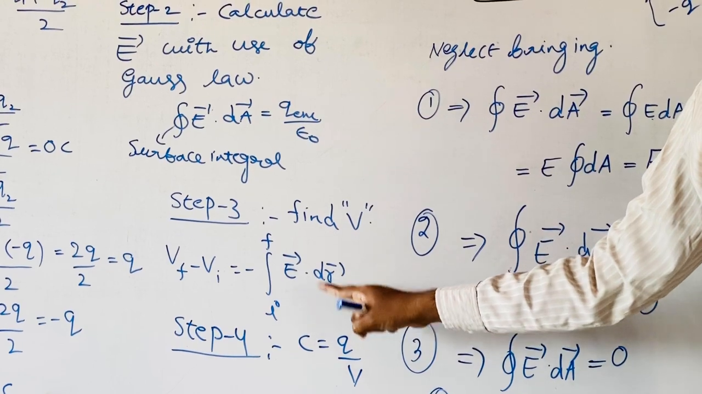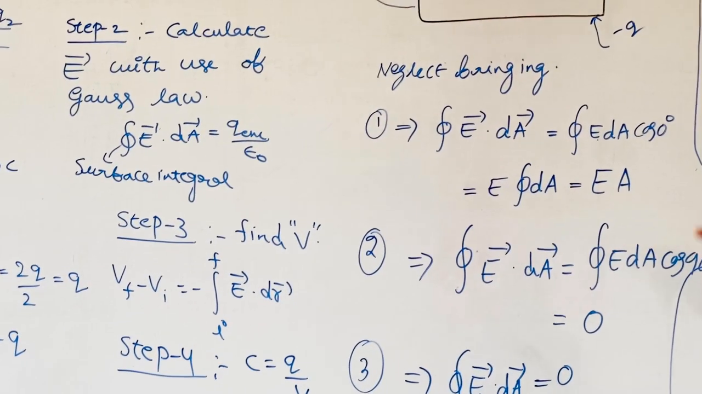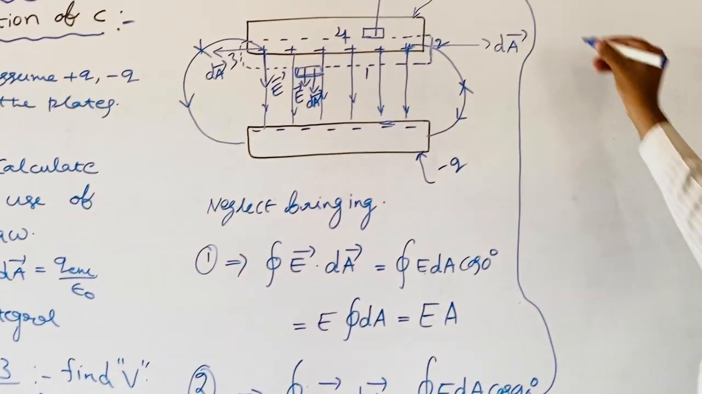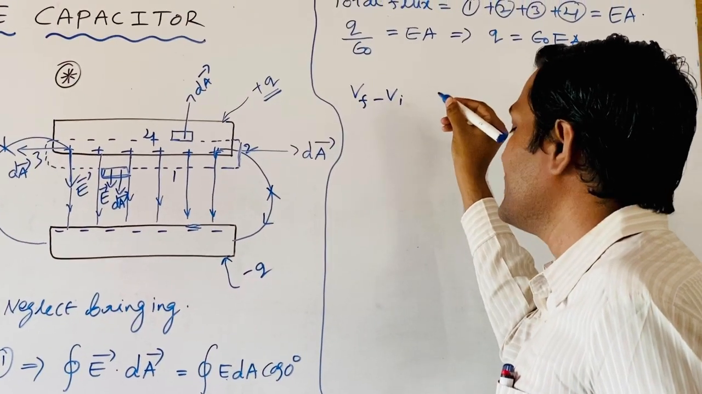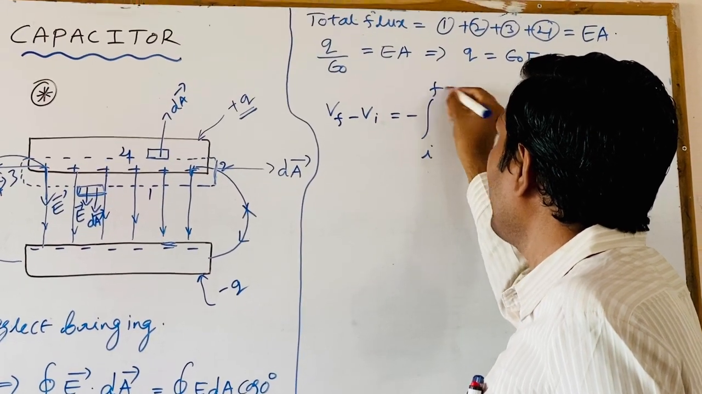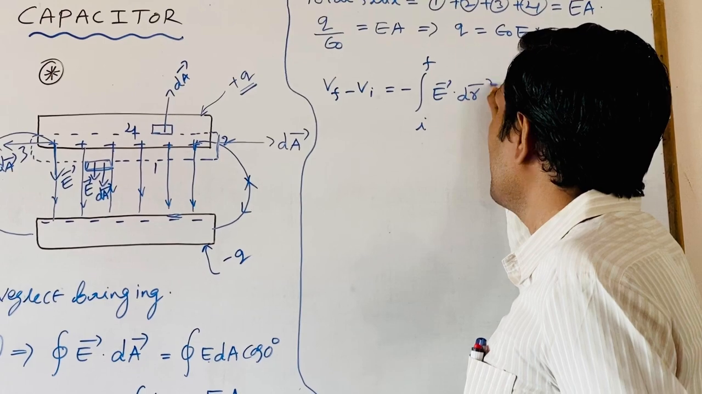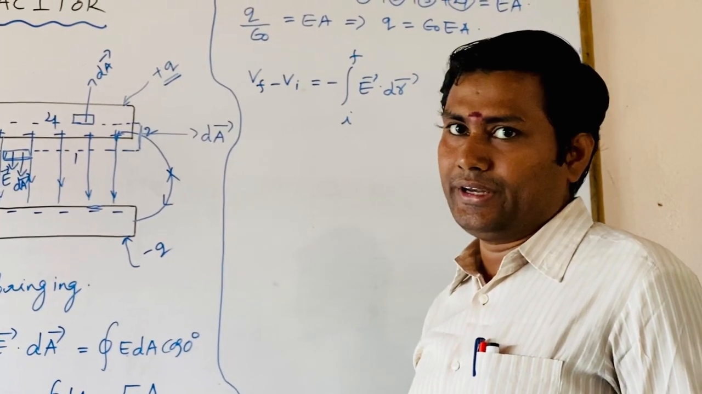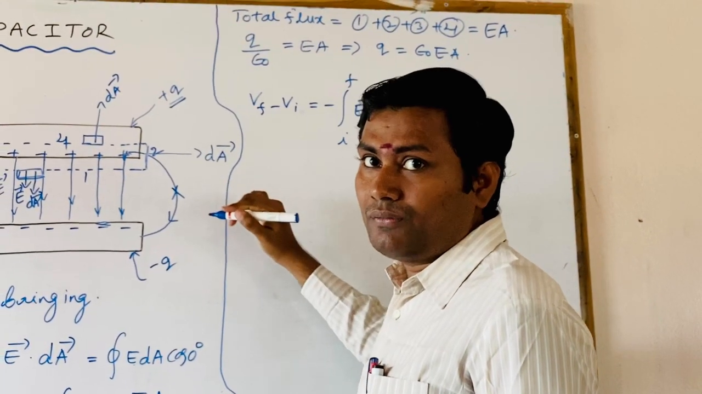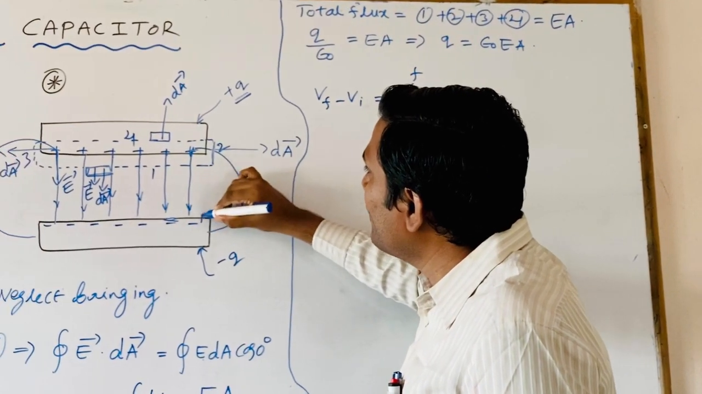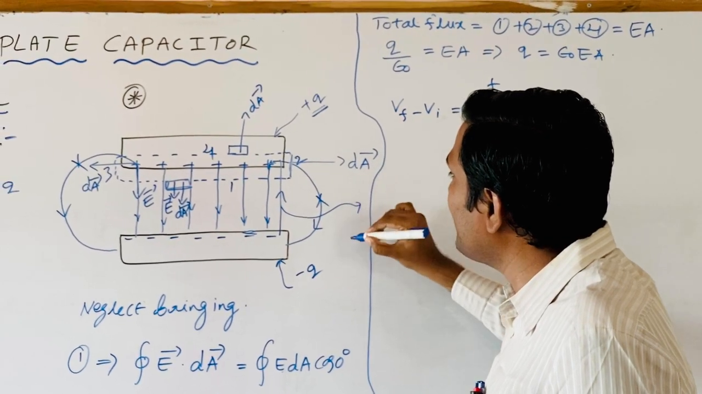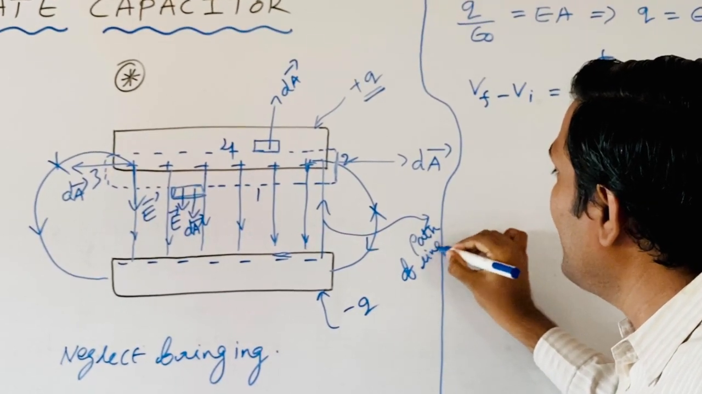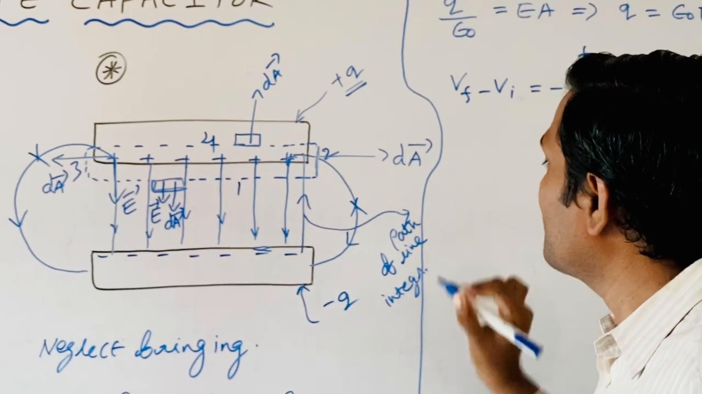You are doing the line integral over the dot product of E bar and dr bar. Now what can we write here? Step 3 suggests this expression: Vf minus Vi is equal to minus the integral from i to f of E bar dot dr bar. Now find out yourself one path in order to perform the line integration. Then how can we see this path? This path I am now taking from here to here. So this is the path of line integration.